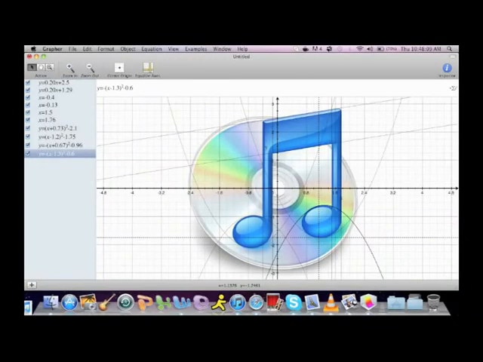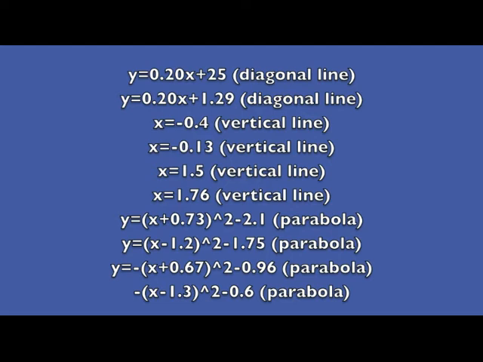I found the picture of my logo on Google and I dragged and superimposed it into Grapha. Then I found the straight, diagonal and curved lines that I wanted to use and created an equation for each. These are the equations I used for my iTunes logo.